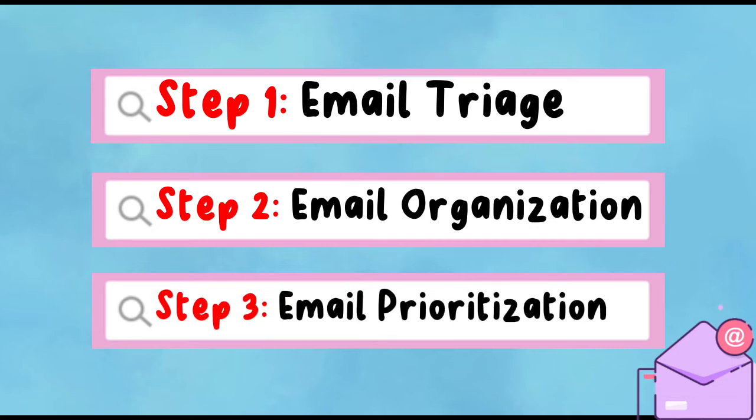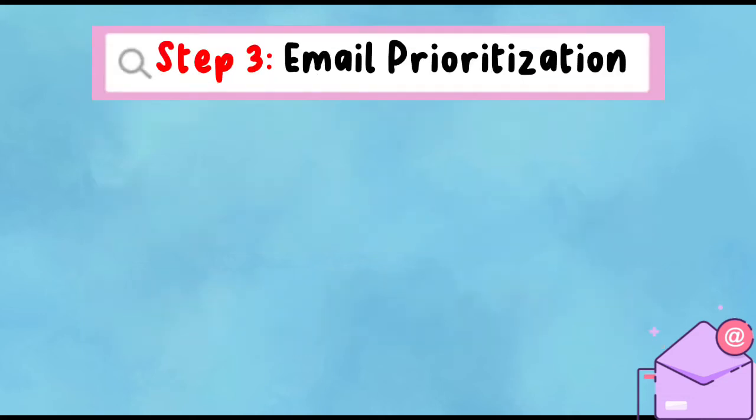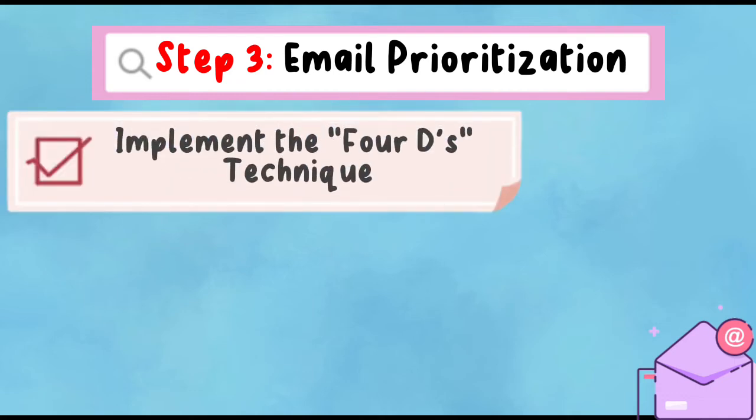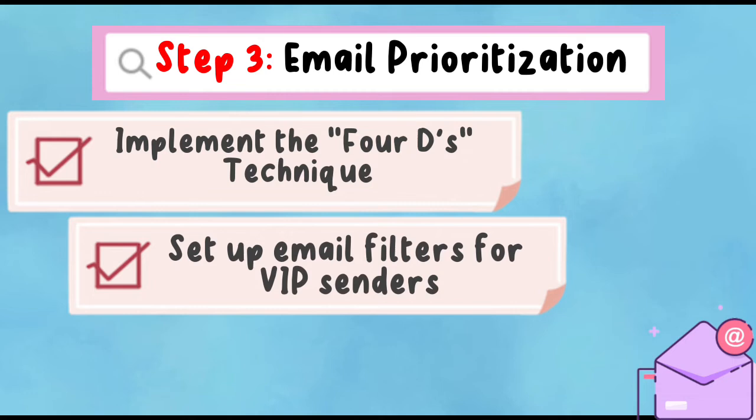Step 3. Email prioritization. Now that your inbox is clean and organized, it's crucial to prioritize your emails effectively. Here are some techniques for prioritizing your emails. Implement the 4Ds technique. When reviewing emails, decide whether to delegate, defer, or delete them. Set up email filters for VIP senders. Make sure you never miss important emails from specific individuals by setting up alerts or notifications for their messages.